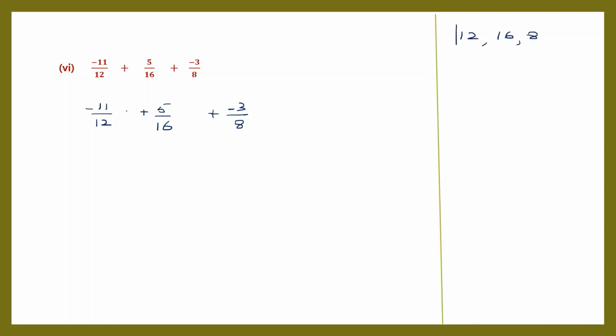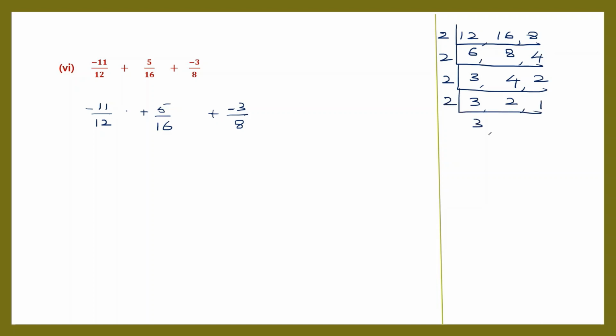Let's find the LCM. We'll use 2. 2 6s are 12, 2 8s are 16, 2 4s are 8. Continue with 2. 2 3s are 6, 2 4s are 8, 2 2s are 4. Again with 2, we bring down 3. 2 2s are 4, 2 1s are 2.